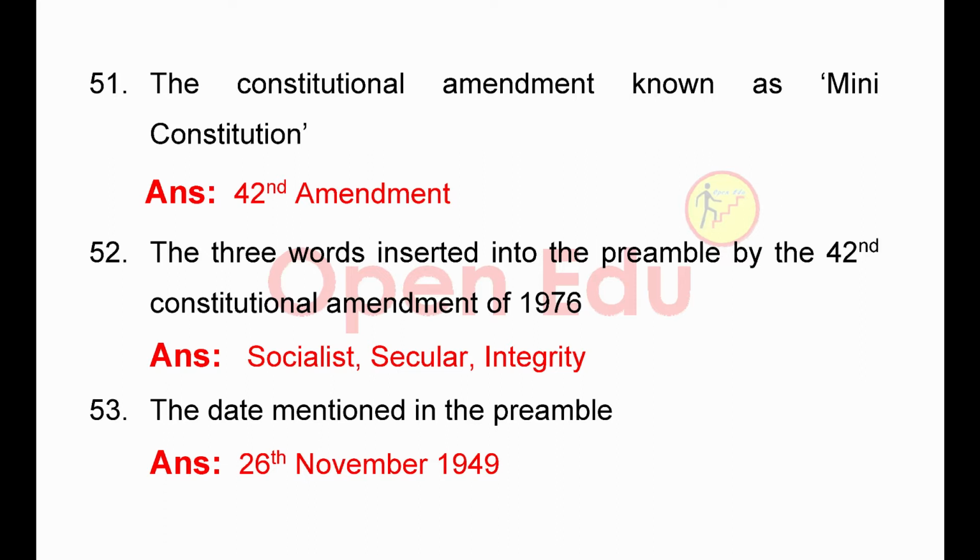42nd Amendment. The constitutional amendment which is known as the mini constitution is the 42nd Amendment. Which are the three words inserted into the preamble by the 42nd Constitutional Amendment of 1976? Socialist, secular, integrity. The three words which are inserted into the preamble by the 42nd Constitutional Amendment of 1976 are socialist, secular and integrity. The only date that is mentioned in the preamble of the Indian Constitution is 26th November 1949.